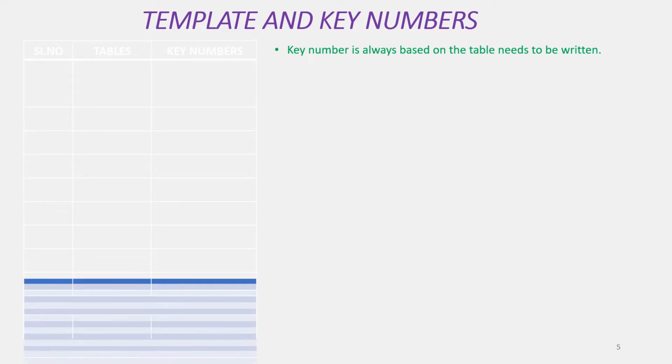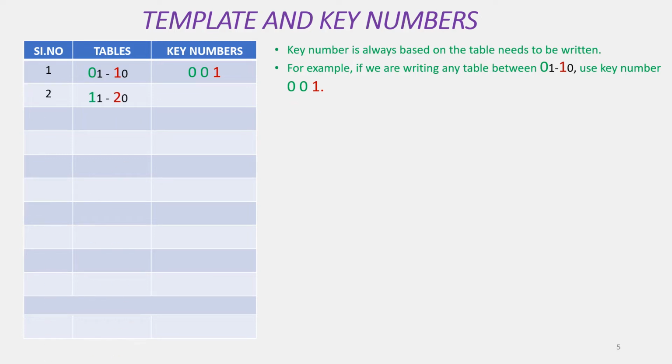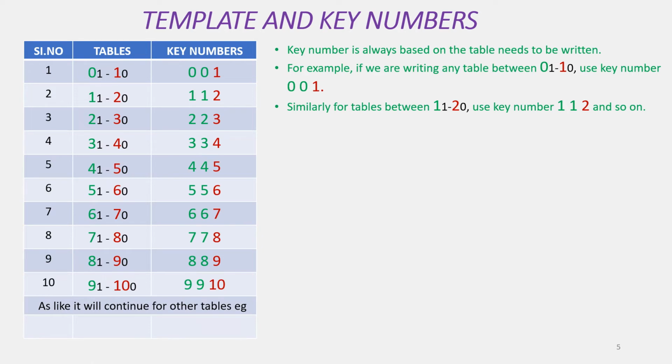Once we are familiar with the templates, we will see what the key numbers are. The key number is always based on the table that needs to be written. For example, if we are writing any table between 1 to 10, we have to use the key numbers 0, 0, 1. Similarly, if we are writing any table between 11 to 20, we have to use the key numbers 1, 1, 2. It will go like that.